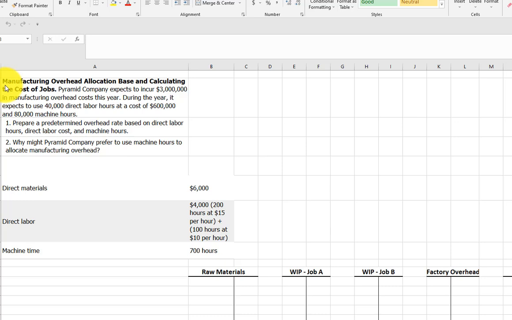So here's our problem. Manufacturing overhead allocation and calculating cost of job. Pyramid expects to incur $3 million in manufacturing overhead costs this year. During the year, it expects to use 40,000 direct labor hours at a cost of $600,000 and 80,000 machine hours. The first thing it asks us is to calculate the predetermined overhead rate based on direct labor hours, direct labor costs, and machine hours.